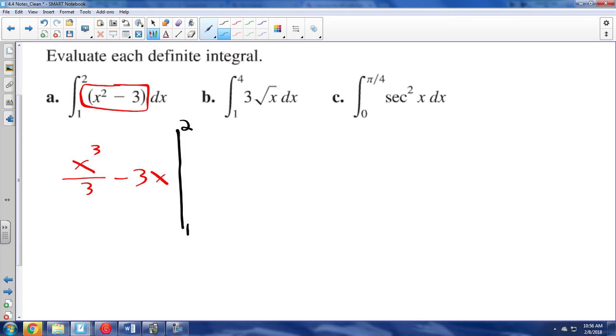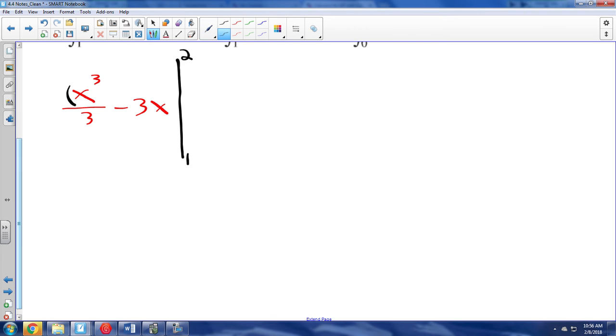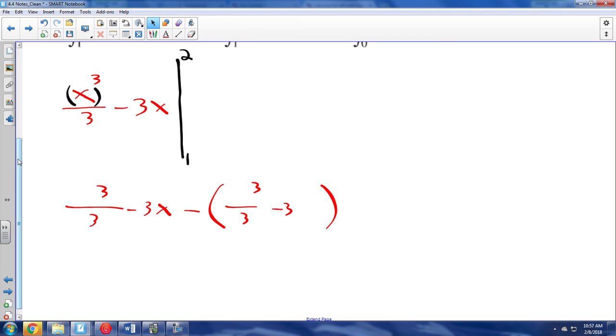What that means is I want you to take 2 and plug it in, take 1 and plug that in, and subtract the results. So let's try it. We have something to the third over 3 minus 3x. And now we're going to subtract this whole thing, which is something to the third over 3 minus 3x, right? We don't want the x there or there. So let's replace our x's with these numbers. Here we replace with 2. So it's 2 to the third minus 3 times 2.